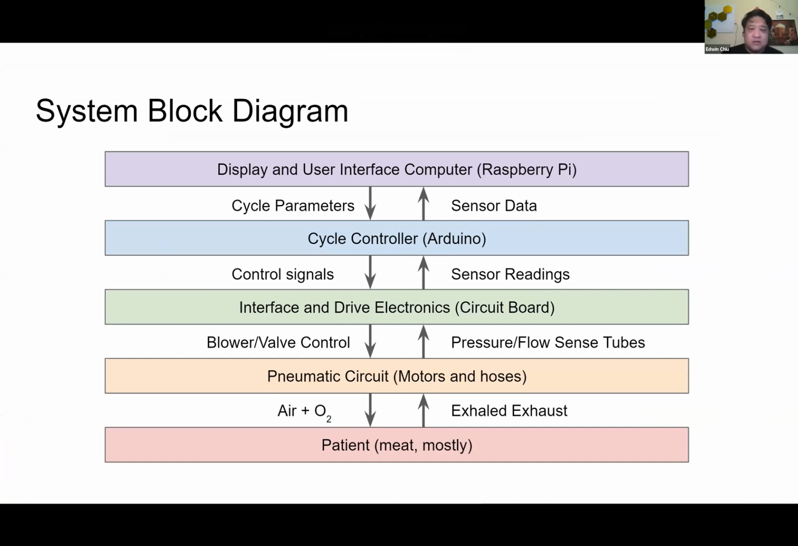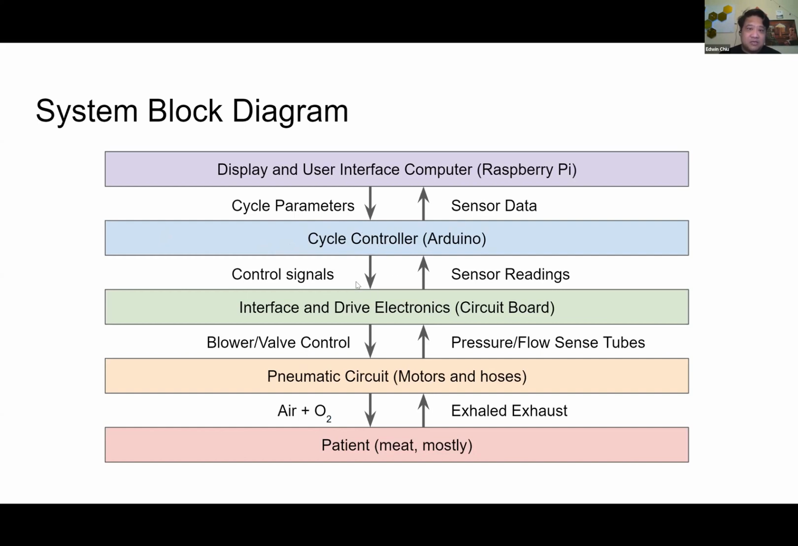At the top, we have the display and the user interface computer. This is kind of like a level diagram here. Present to the user is this user interface computer, which handles the graphical display of the sensor data and also allows the user to set the cycle parameters for the operation of the ventilator. This data is passed back and forth to a cycle controller. This is the real-time computer, the one that handles the real-time control of the actual hardware.